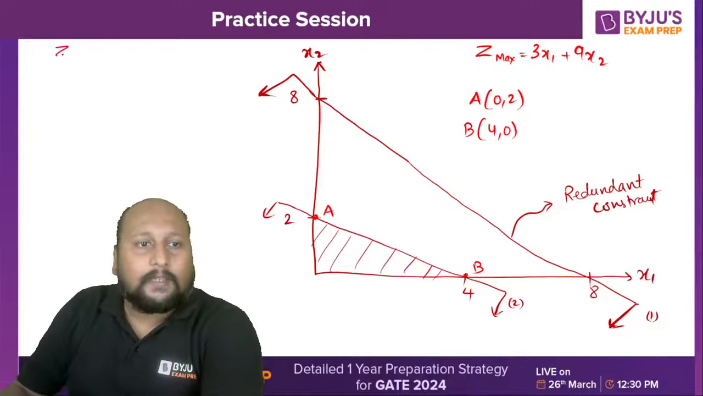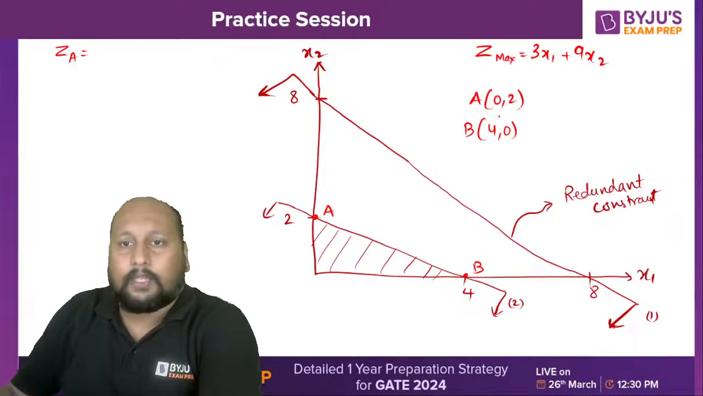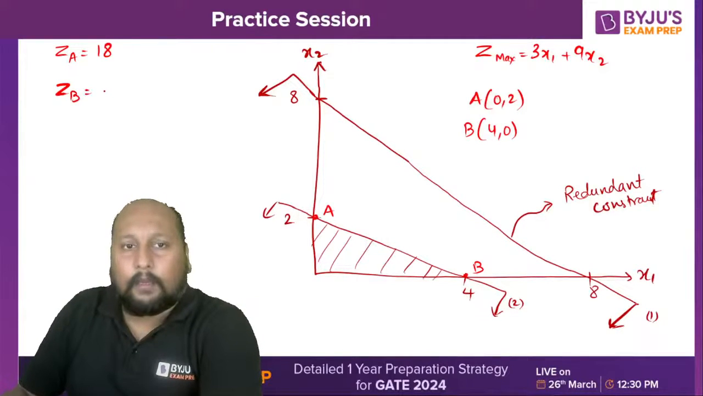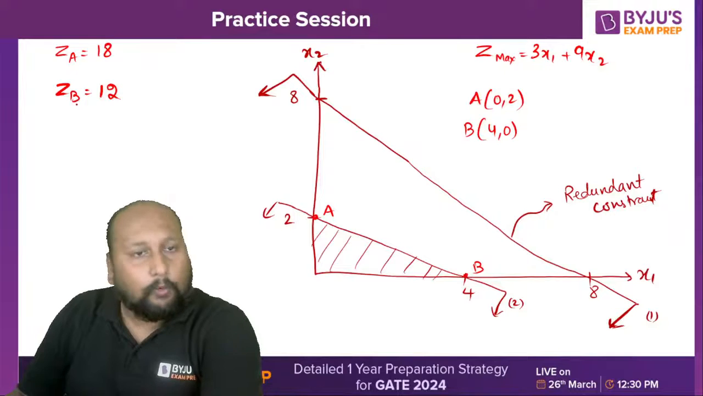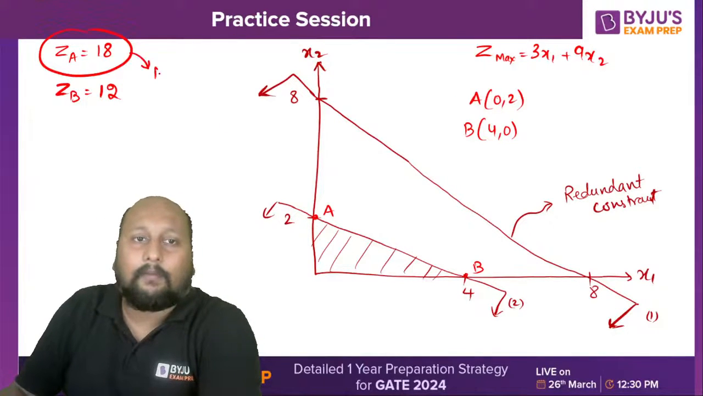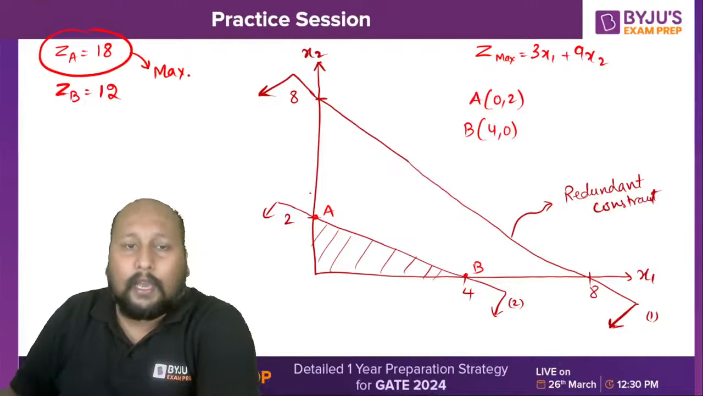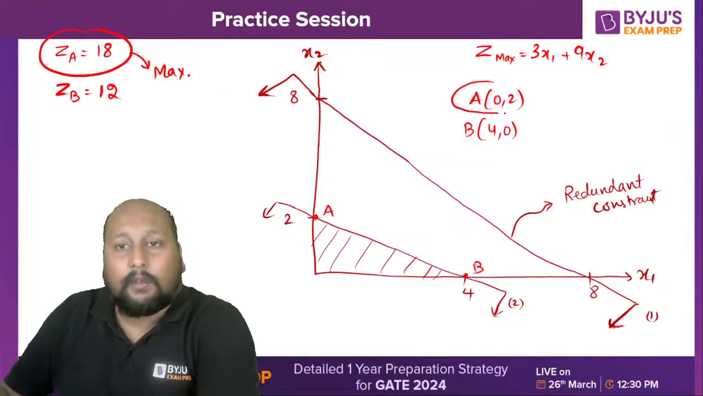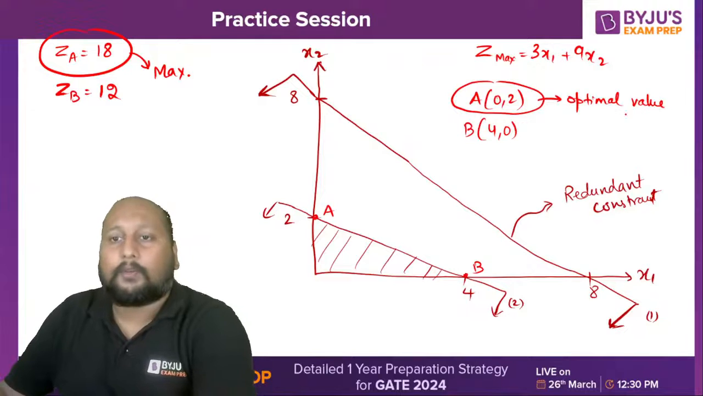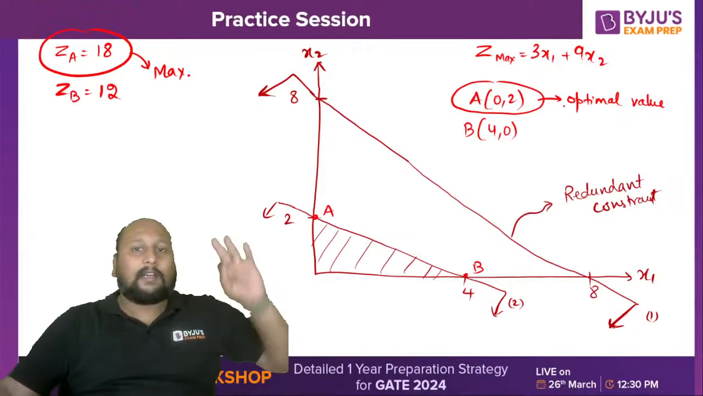So what's the value of ZA? We put this value of x1 and x2 over here. So ZA will be 18 and ZB is coming out to be 12, right? So the maximum value that we're getting is at point A. This is the maximum value of this objective function, and we are getting this value at A. That is your optimal point. This is your optimal value. This is the point where we're getting the optimum solution.